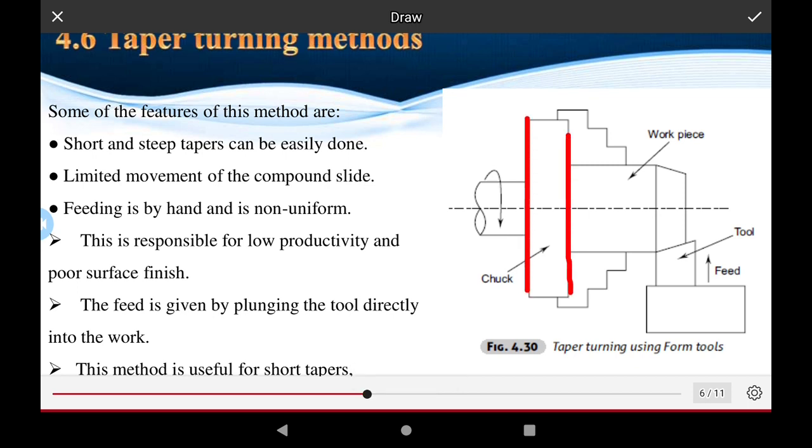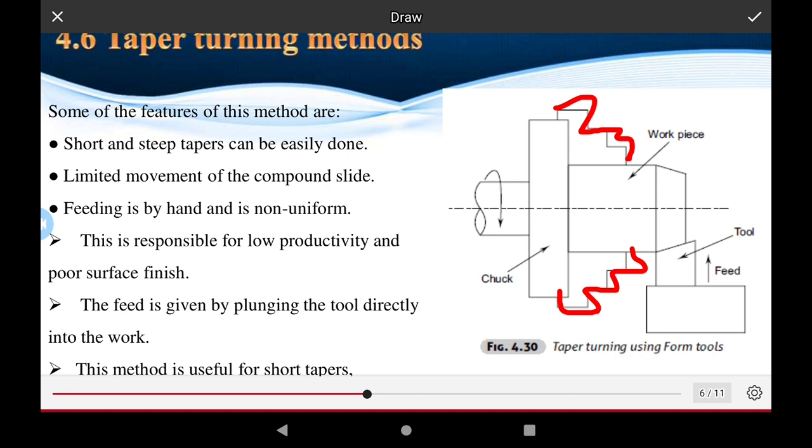This is the headstock of the machine, which helps in holding the job. The job is held according to the need of the manufacturing operation. Here is the chuck of the machine: there are 3-jaw chucks and 4-jaw chucks. This is the 3-jaw chuck machine.